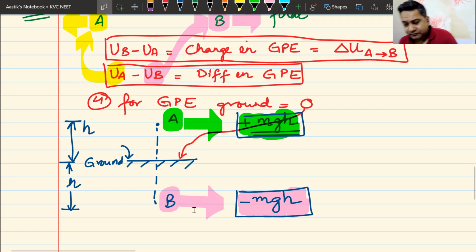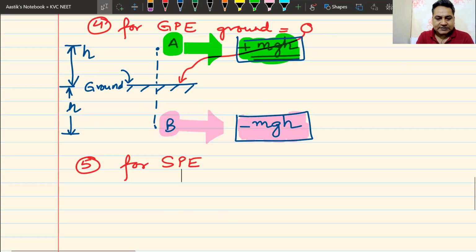Two types of potential energy are going to come in this chapter. Gravitational potential energy is one thing. The next one, which is going to be another important aspect, so let me call it a different point. Point number 5. For spring potential energy, S standing for spring, spring potential energy.